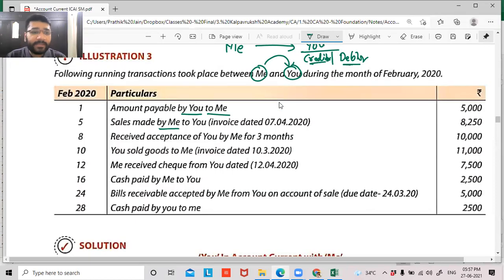Yes, sir. Now, guys, let's go to the next transaction. 8th of February, received acceptance of you by me for 3 months. Received acceptance of you. You is my party. Who's giving acceptance? Customer, party is giving the acceptance. So which means me had given bills of exchange to you. What is the content of bills of exchange? You would have agreed that, sir, I'll make the payment after 3 months. I'll make this 10,000 rupees payment after 3 months on so and so date, on so and so time, in so and so mode. So everything me had documented.